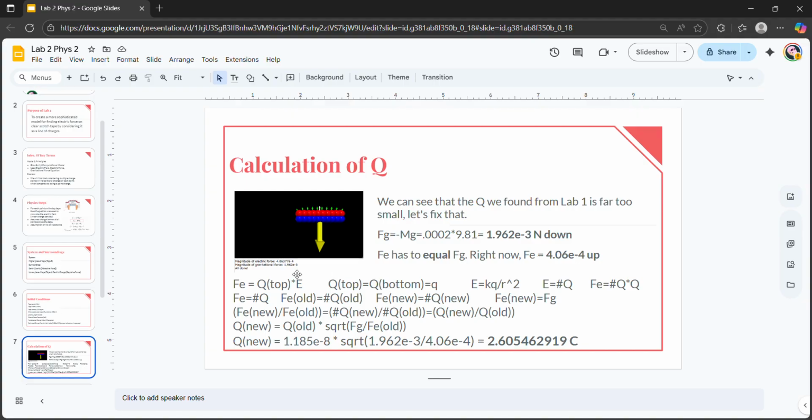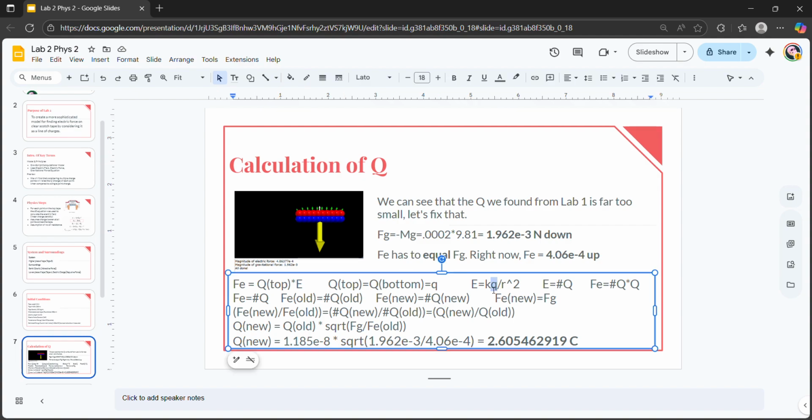So we're going to look at our equations, and we're going to do something different to get a new Q to put in to find a new Fe. So we know our electric force is equal to Q of top times the electric field, and the Q top is going to be equal to the Q bottom, which is equal to the small q. They're all the same. And when we look at our electric field equation, we're really only focused on this Q right now. We can consider this K and this R squared to be constants. We're going to set it to this hashtag, which represents some constant.